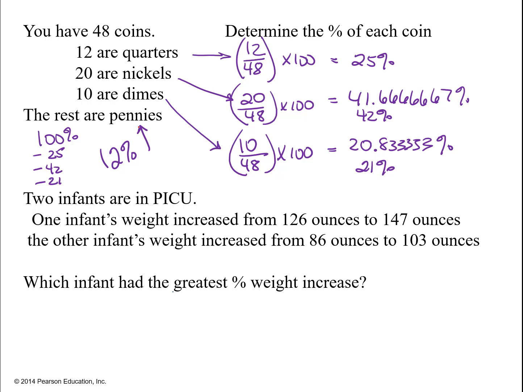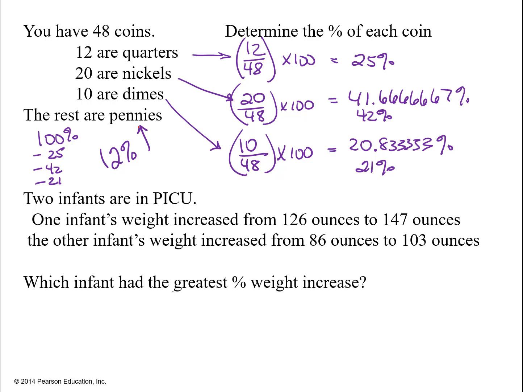You could also subtract the number of coins that you know, 48 minus 12 minus 20 minus 10. And that would tell you the number of pennies, and then divide that by 48. Either one you could do, because whenever you use percent, the total amount is always going to be 100.